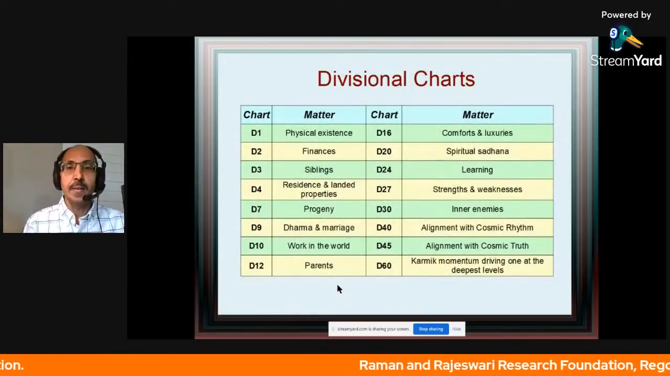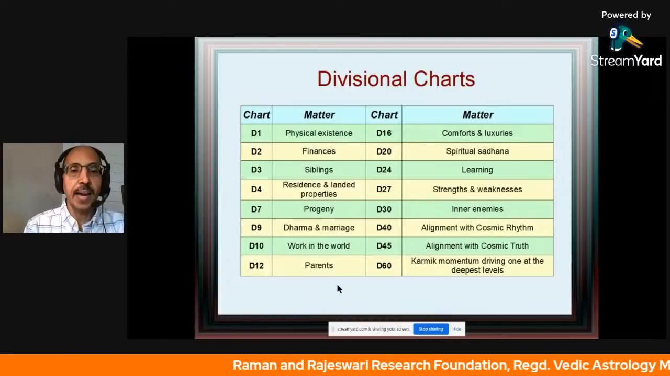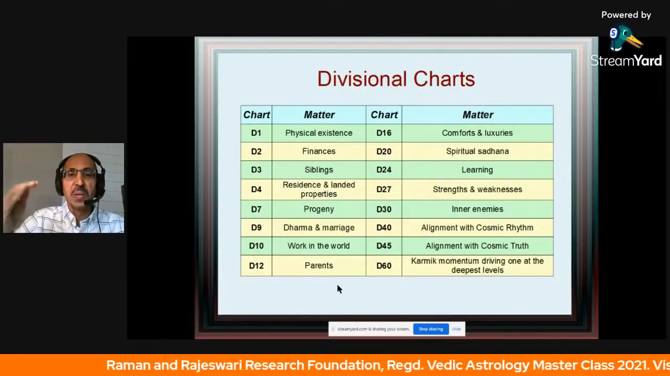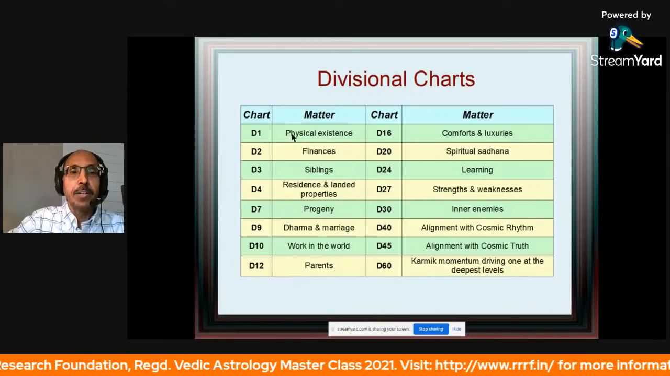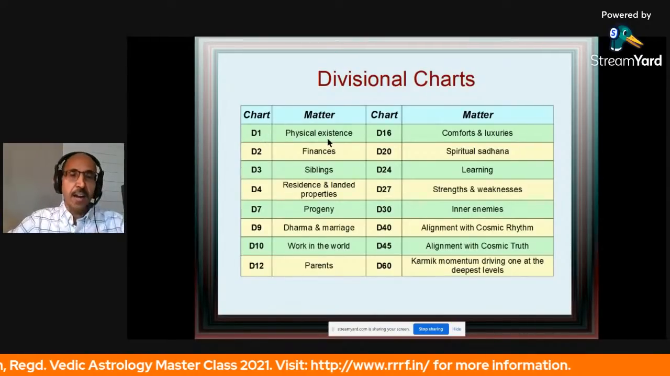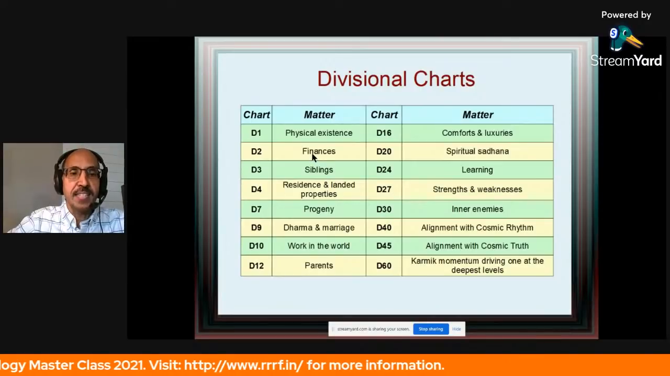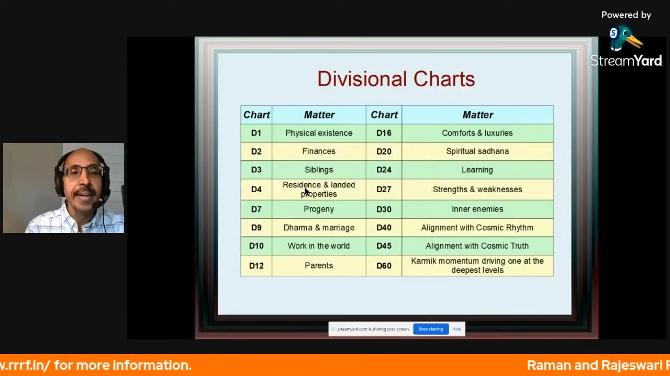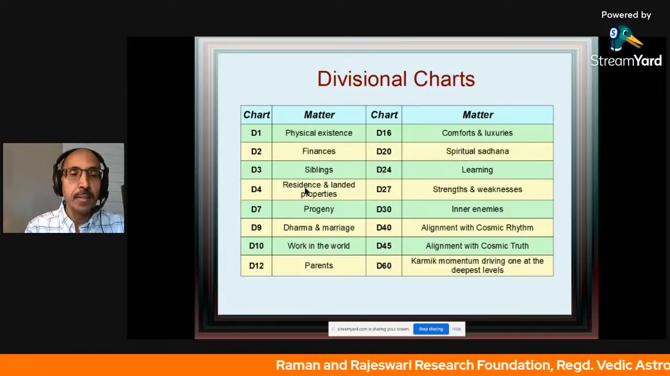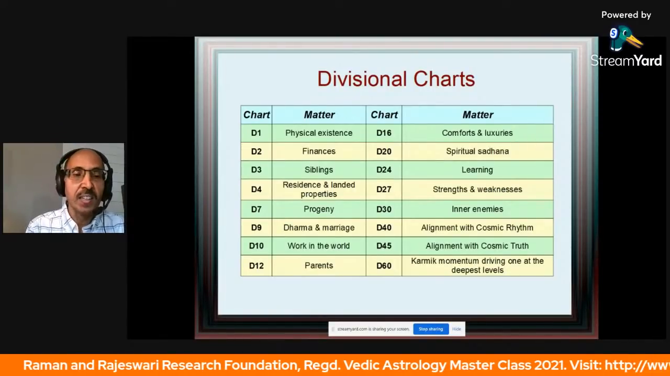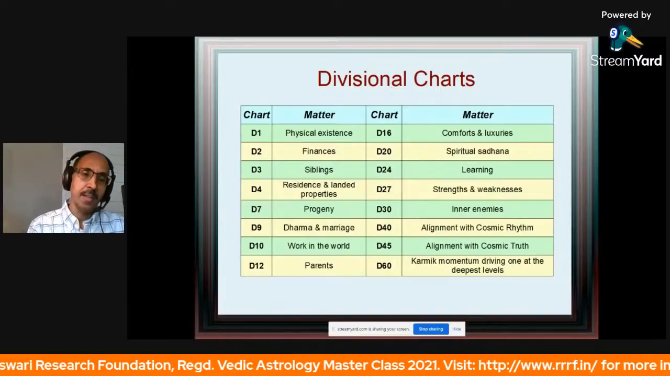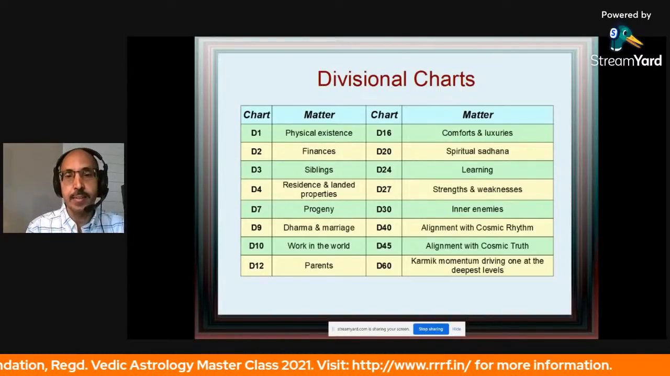So now let us see. That is the philosophy at a high level. Now let us boil it down to things that are more clear to people. D1 shows the physical existence, and D2 shows the finances, wealth. D3 shows siblings, D4 shows your residence and landed properties, D7 shows your progeny, D9 shows the dharma and marriage, and D10 shows work in the world, including career but not limited to career, and D12 shows parents and of course their parents or grandparents, etc.